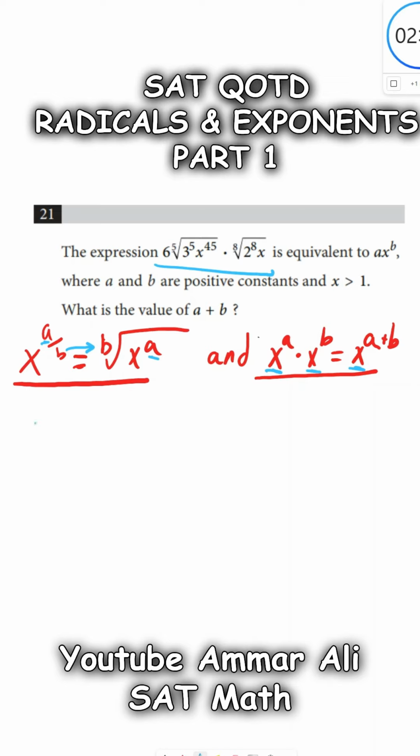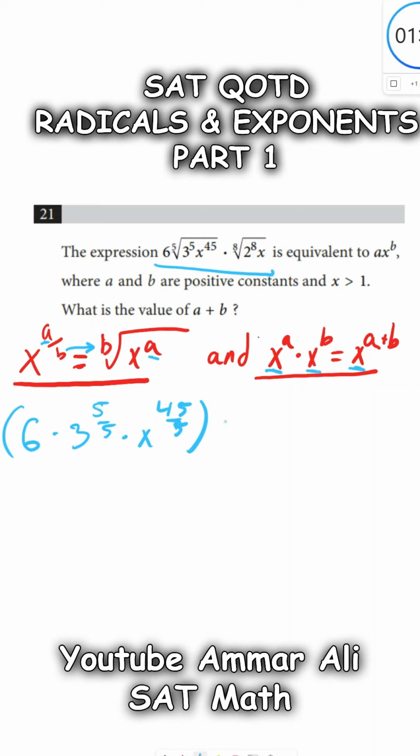So what I'm going to do is rewrite both terms. We have 6 times the fifth root of 3 to the 5 times x to the 45. So I can rewrite that as 3 to the 5 over 5 power times x to the 45 over 5 power. We're just using this formula right here.